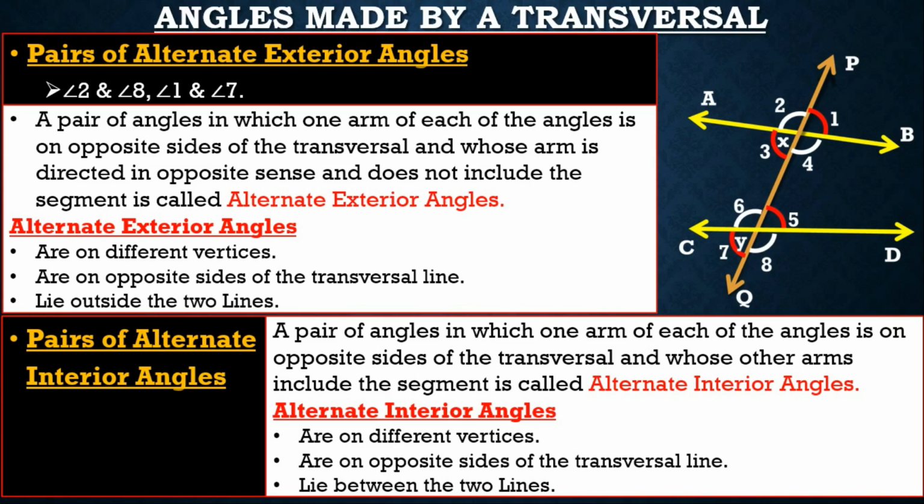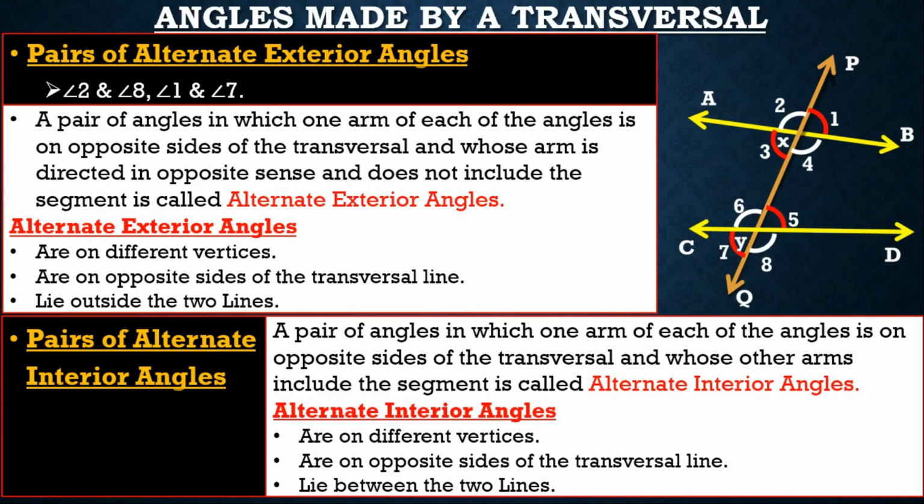Now, see here, angle AXY and angle DYX. Angle AXY and angle XYD have arms AX and XY, and arms XY and YD. So angle AXY has arms AX and XY, and angle XYD has arms XY and YD. Both these angles have the line segment of the transversal line PQS, and the other arms are lying on the opposite side of the transversal.